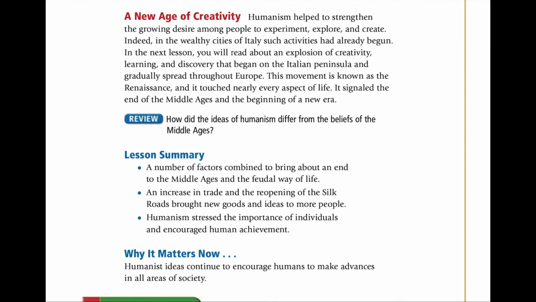Lesson summary. A number of factors combined to bring about an end to the Middle Ages and the feudal way of life. An increase in trade and the reopening of the Silk Roads brought new goods and ideas to more people. Humanism stressed the importance of individuals and encouraged human achievement. Why it matters now: Humanist ideas continue to encourage humans to make advances in all areas of society.